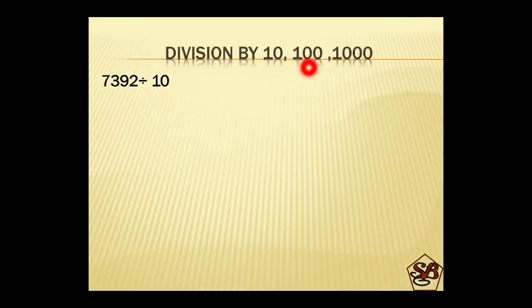Division by 10, 100, 1000. These divisions we can do mentally. Let's understand with examples. 7392 divided by 10. In this case, 10 has one 0. In the dividend, we count one digit from the ones place and put a line, like this. Now, the number before the line is our quotient and the number after the line is our remainder. So, our quotient is 739 and remainder is 2.